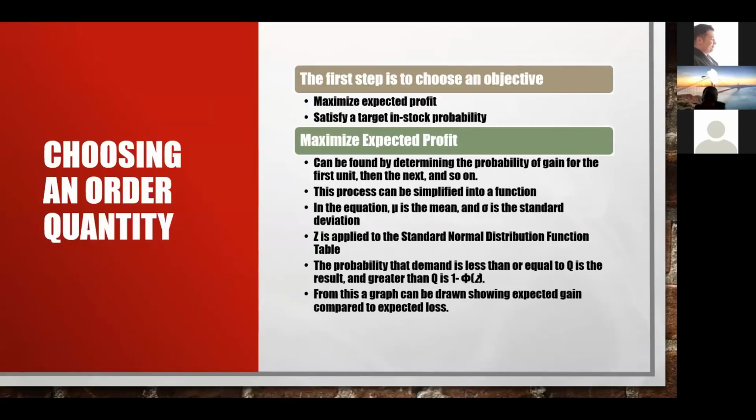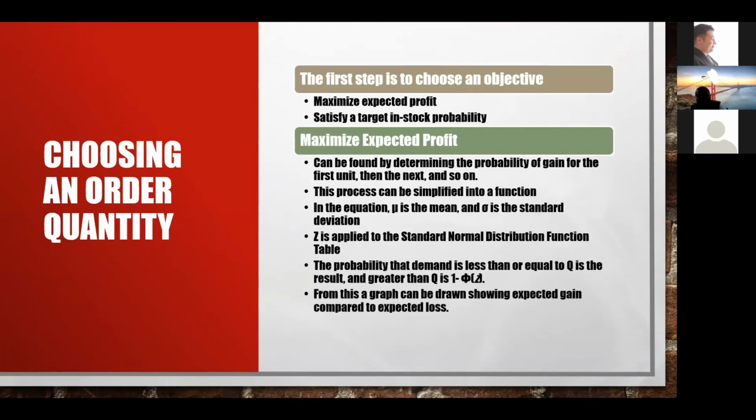The first step is to choose the objective. There are two objectives that were talked about in the text: to maximize the profit and to satisfy an in-stock probability. There are other objectives that are possible, but these are the two that we went over. We'll start with maximizing the expected profit.